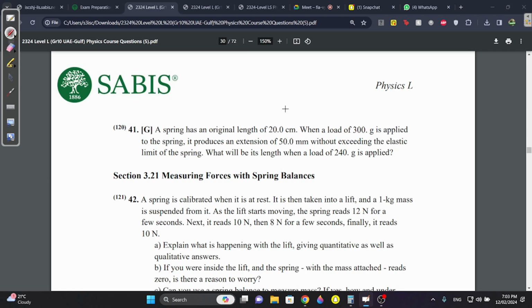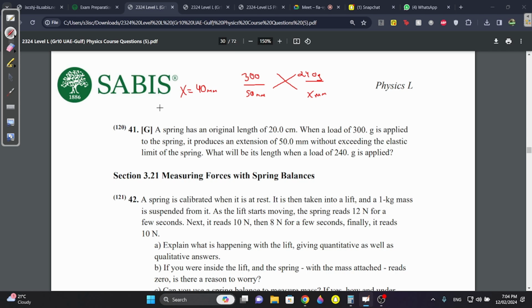Okay, the way I showed you how to do it, put 300 grams over 50 millimeters, and then put 240 grams over X millimeters. What does this mean? This means 300 grams got us 50 millimeters, 240 grams got us X millimeters. Okay, that's what I'm trying to say. So how do we know how many millimeters? You have to cross multiply, right? So you cross multiply, and you get X equals 40 millimeters.